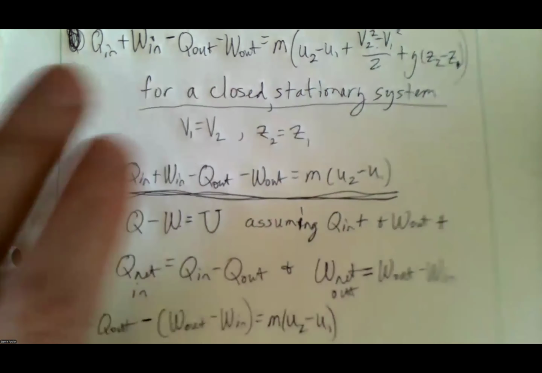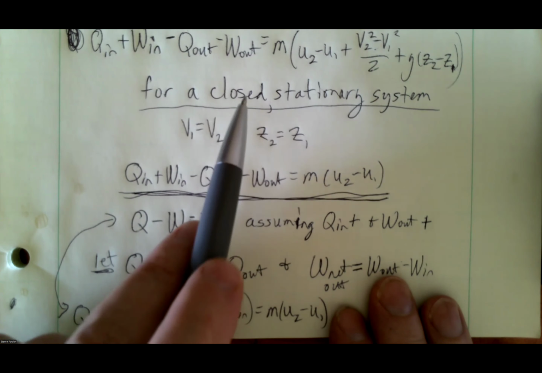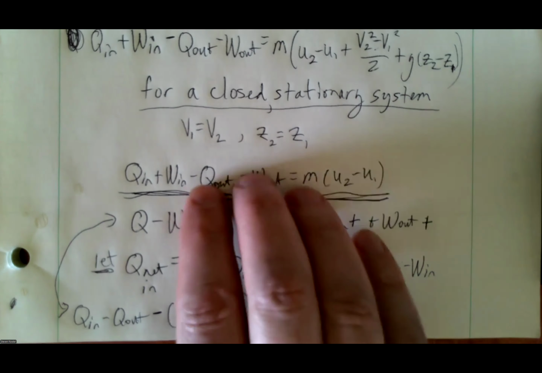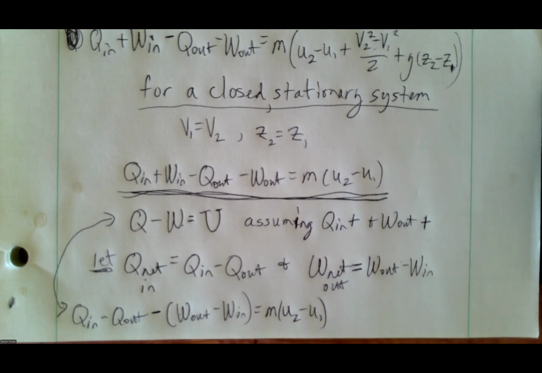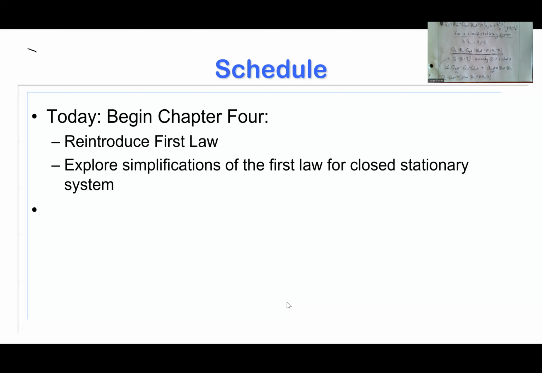This is the version of the first law that we will use for closed stationary systems very often. And we'll simplify this down to just the terms that we need for our particular situation. And so that's kind of how this is going to go for the rest of chapter 4 as we progress along. Okay.